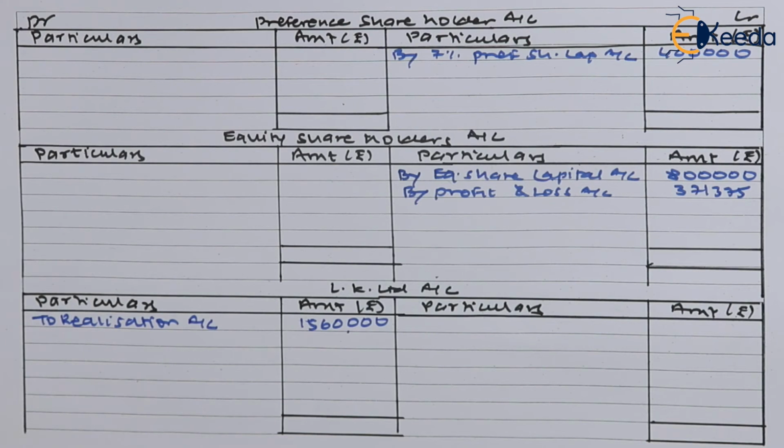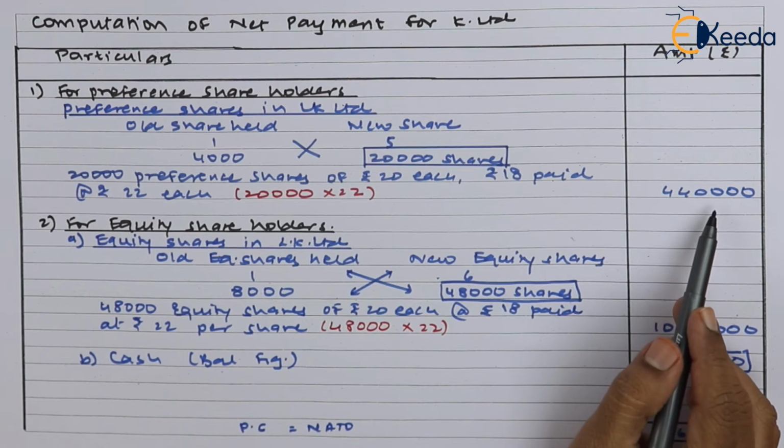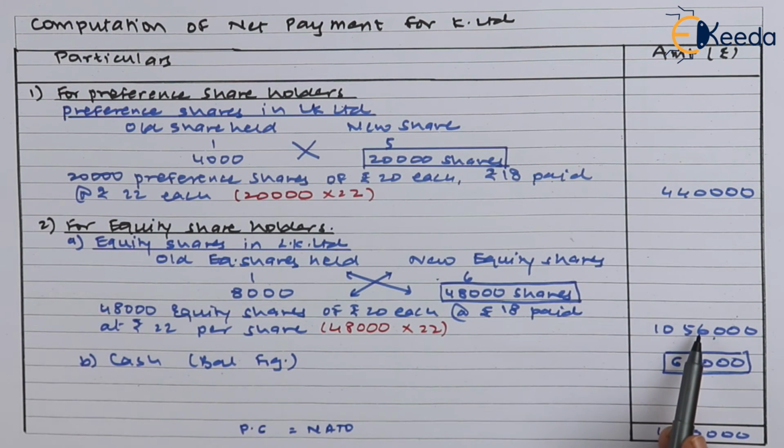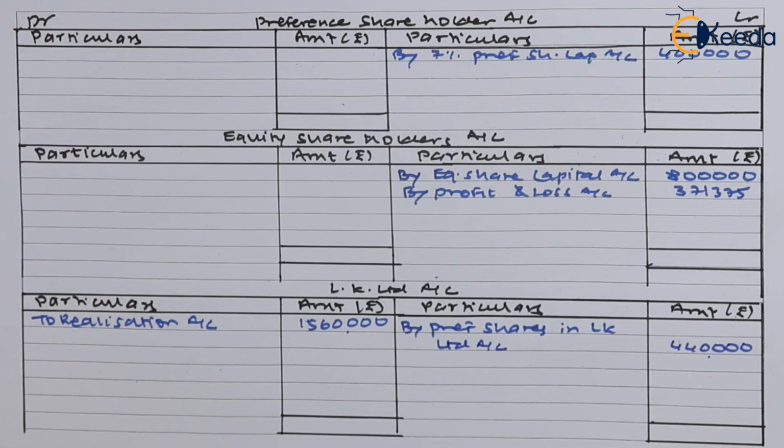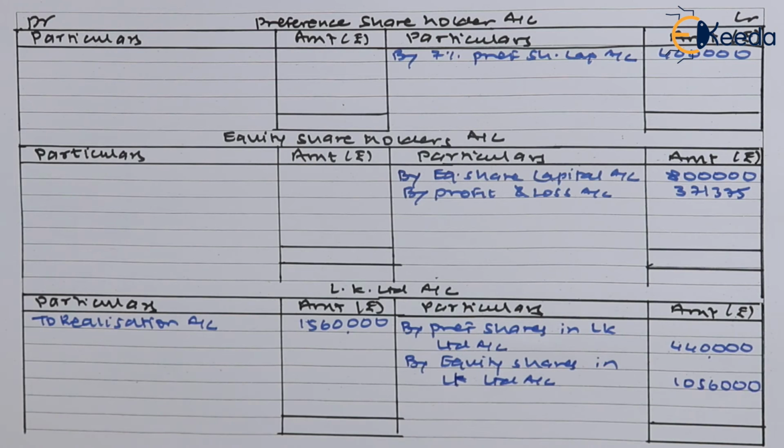Now we will receive the PC. Once again I need to go for our net payment. We got preference shares in LK Limited. We got equity shares in LK Limited. We also got cash or bank. So I will record all those things. By preference shares in LK Limited. After recording preference shares in LK Limited, I will write equity shares in LK Limited account. And we also got the cash 64,000.